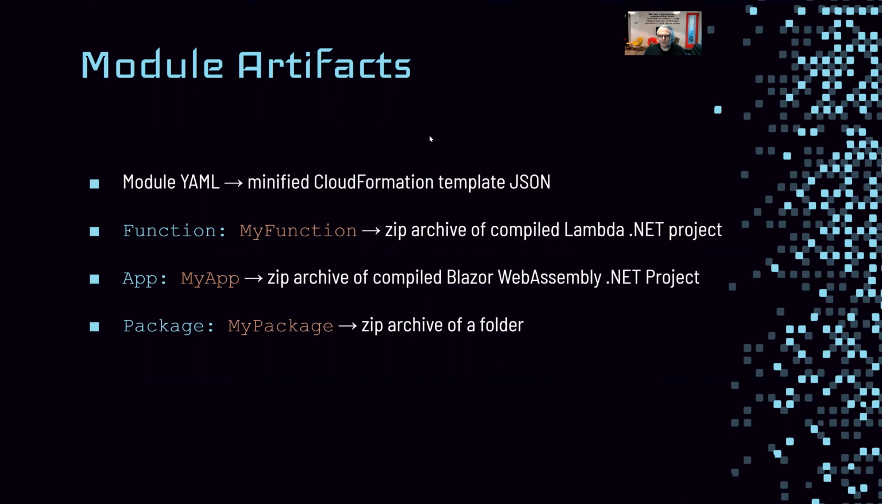And there are 4 types of artifacts that exist. There's the minified CloudFormation template, JSON. Of that, there's only one per module. You can have an arbitrary number of function packages, zip archives, that are being used by the Lambda service to deploy your code. There's also an app declaration, which is a Blazor WebAssembly project that gets zipped and again deployed in an S3 bucket in this case. And then there's also a more generic command called package that allows you to zip any folder on disk, and you can also run a custom command before you do so in case it does a build step or so.